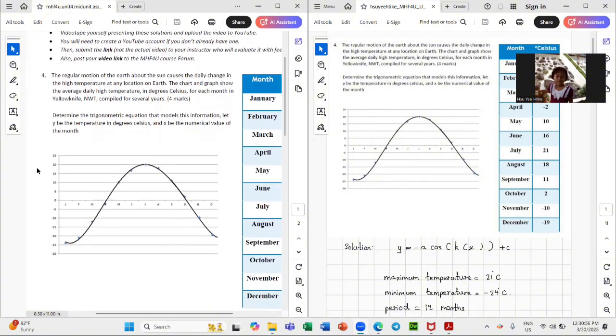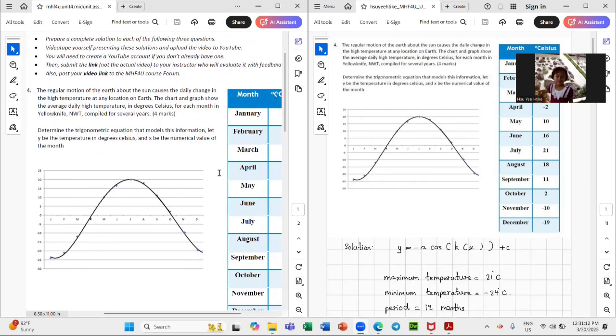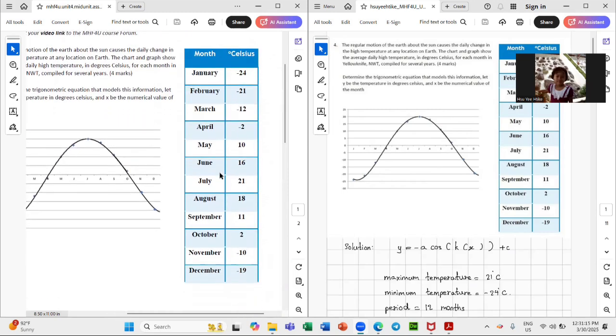By looking at the graph, we can see that the x-axis represents the numerical value of the month and the y-axis represents the temperature in degrees Celsius. So let's look at the chart. In the chart, the month and the temperature in degrees Celsius are described. The temperature in January is negative 24 degrees Celsius. The temperature in February is negative 21 degrees Celsius.